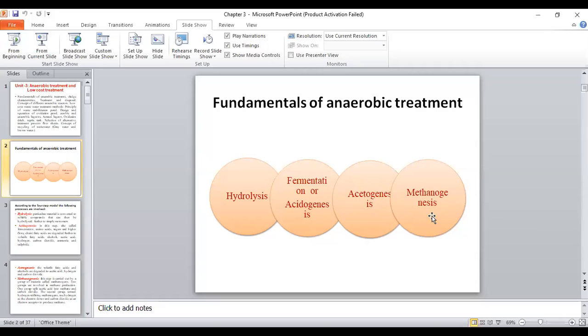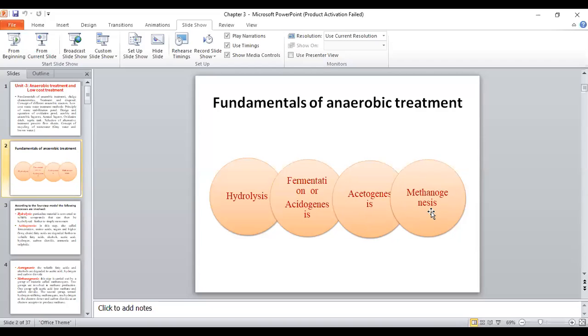In this methanogenesis process, what happens? Methanogenic bacteria convert that material, that hydrogen or the acetogenic material, into biogas. Okay, it degrades that and converts it into biogas. What is meant by biogas? Biogas is the composition of methane, carbon dioxide, hydrogen and water vapors. These are the 4 components present in biogas.